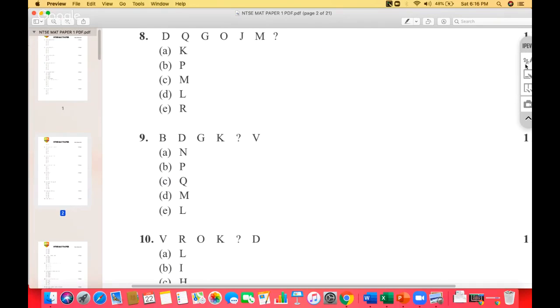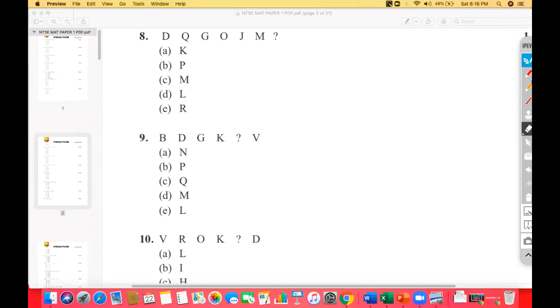So question number 8, if you look at it, it will give you a fair bit of idea. This is 4, M is 13, N O P Q is 17, G is 7, O is 15, J is 10, M is 13. So this looks like an alternate series. So this series is 4, 7, 10. So next would be 13. 13 is M. So 8C is the answer.